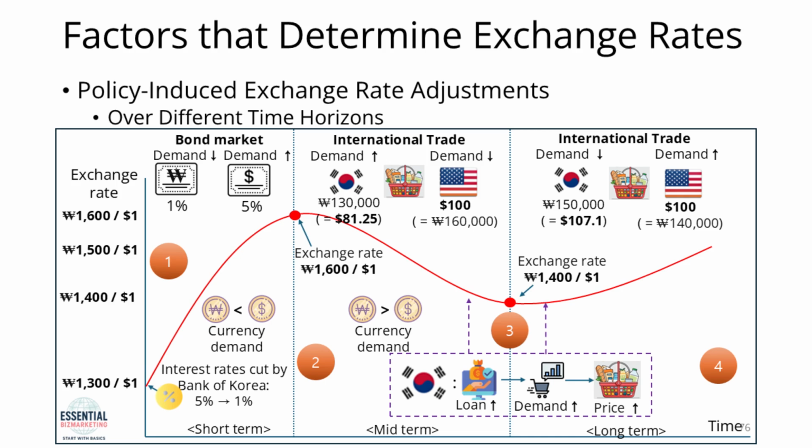This sets the stage for the final adjustment in the exchange rate. Higher Korean prices lead to reduced export demand. As fewer foreign buyers purchase Korean goods, demand for the won weakens. The exchange rate rises again, stabilizing at a new long-term equilibrium.